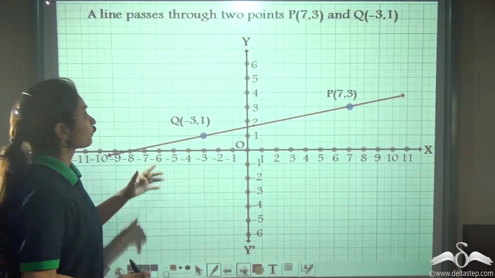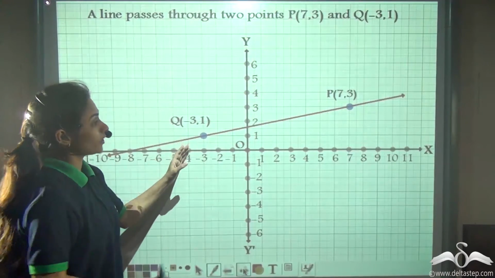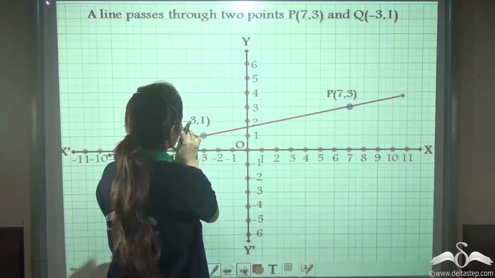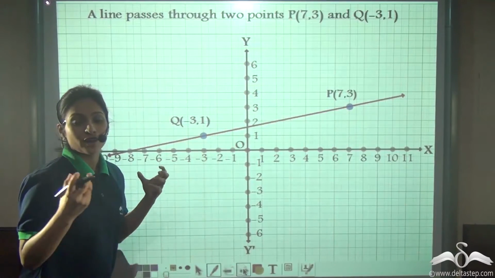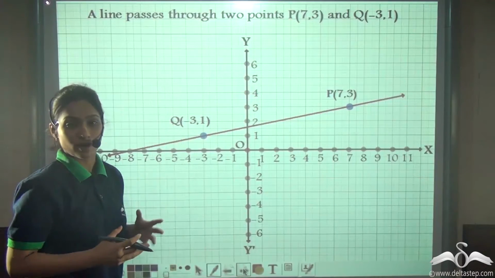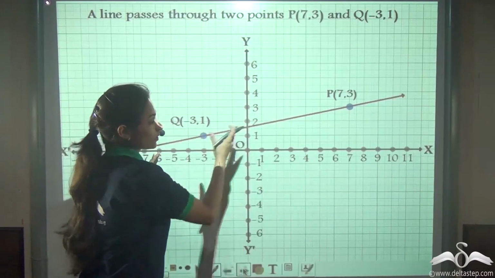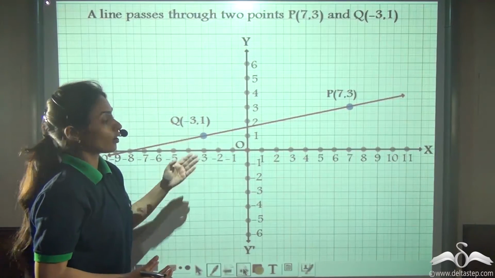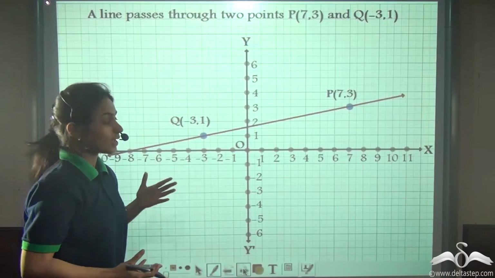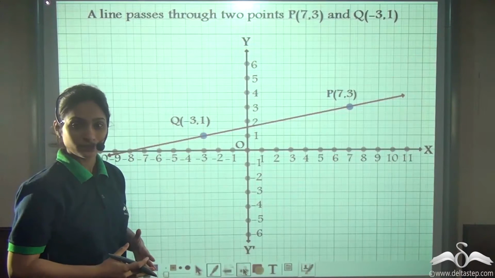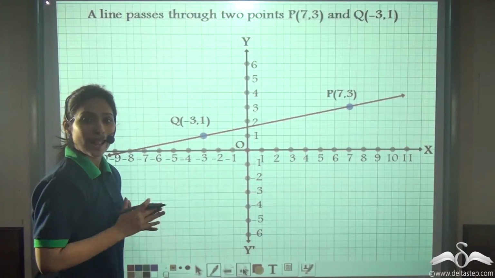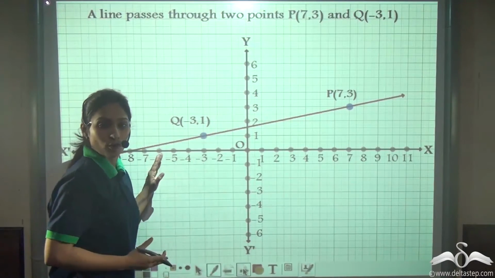First, recall this. A line passes through 2 points, say P and Q. P (7, 3) and Q (-3, 1). So if I give you 2 points and you plot them on the graph paper, joining those 2 points creates a straight line, right? So coordinates of 2 points can actually define a straight line. So what will be the algebraic equation of this line or any line which passes through 2 points?